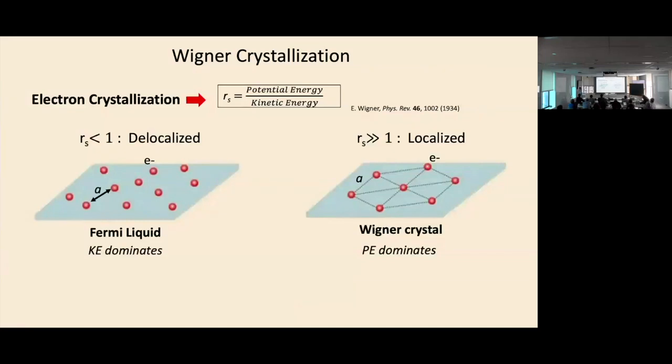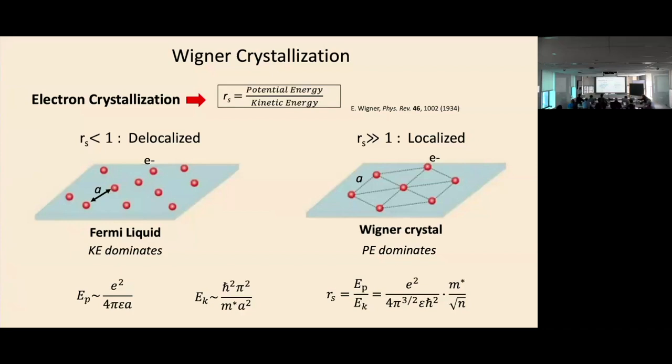It's really controlled by the parameter Rs, which defines the competition between the kinetic energy of the electron and the potential energy of the electron. When the kinetic energy is high, which means Rs is small, the electrons just want to lower their kinetic energy by being very delocalized. On the other hand, when the potential energy is very large, the electrons want to minimize the potential energy and stay apart from each other, and they form this Wigner crystal phase.